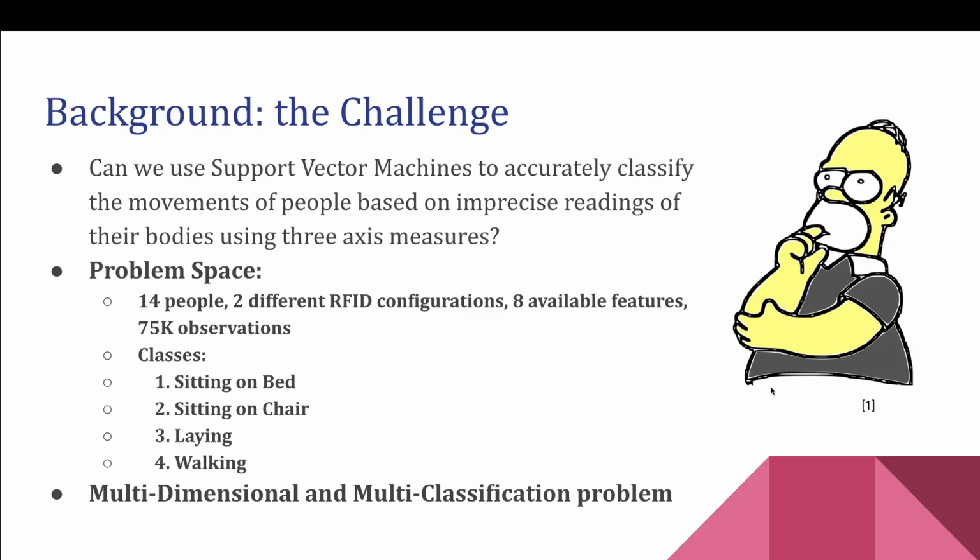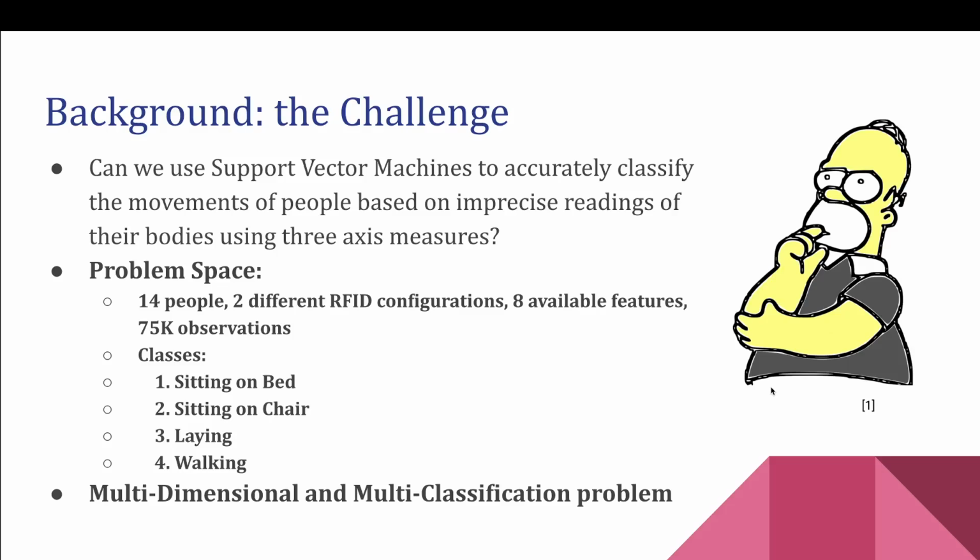So the background is, can we use support vector machines to accurately classify personnel movement, or rather patient movement? And our problem space is some data from a study done out of Australia in 2013. Not a lot of folks, 14 folks, but we had a couple different RFID configurations. So those are the radio frequency identifiers. And there were 8 features recorded, and over time there are about 75,000 observations.